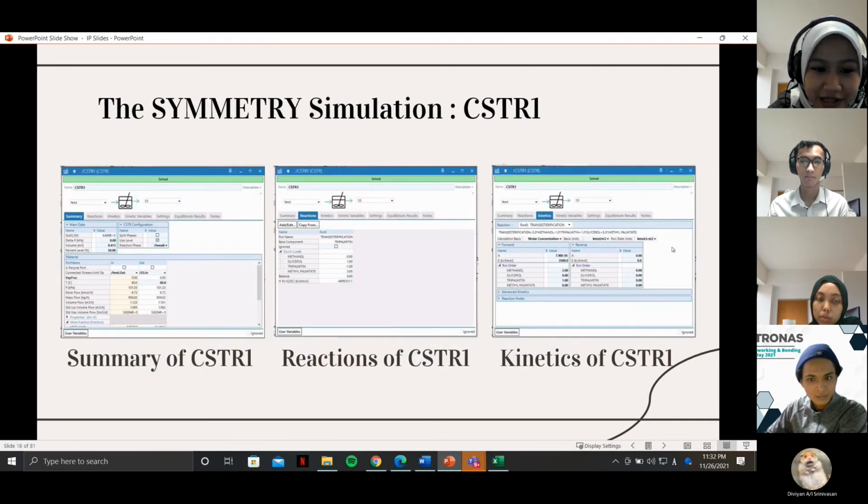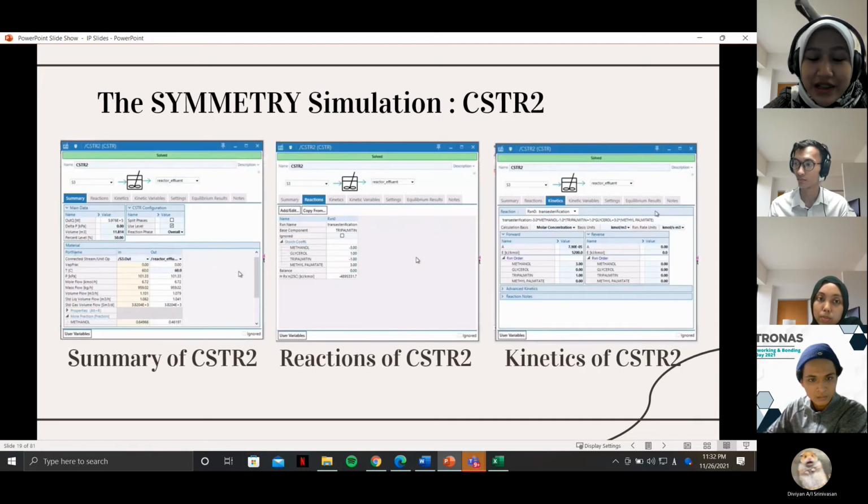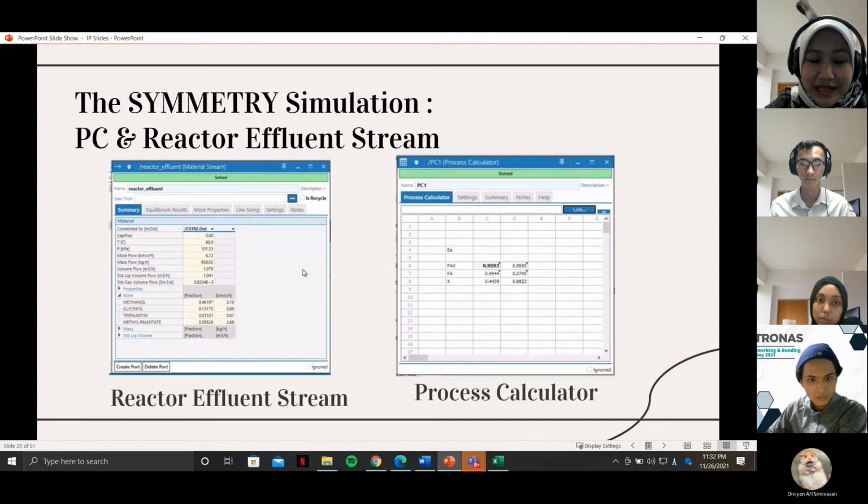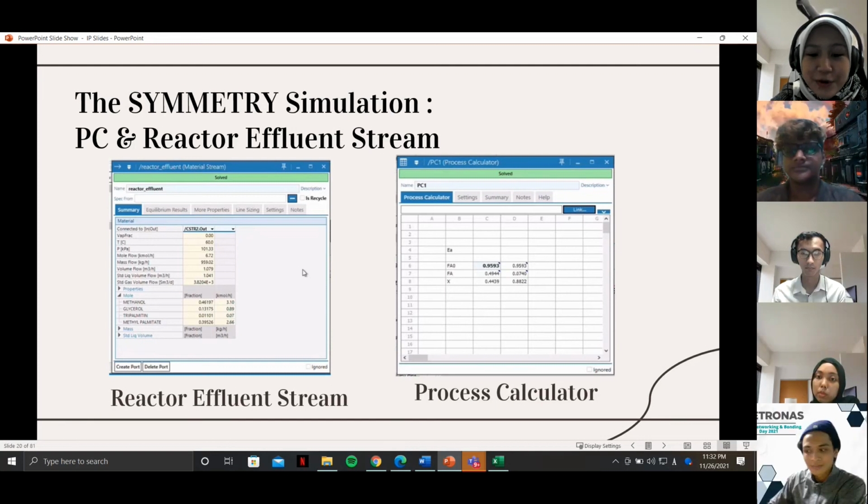For the CSTR1, the volume and the activation energy are obtained from the reaction engineering part, as well as, next slide, as well as the CSTR2, in which the volume and also the activation energy are obtained from the reaction engineering part. Next slide. Lastly, we obtained a reactor effluent stream, and we obtained a final conversion of 0.88 in the process calculator. Next slide.